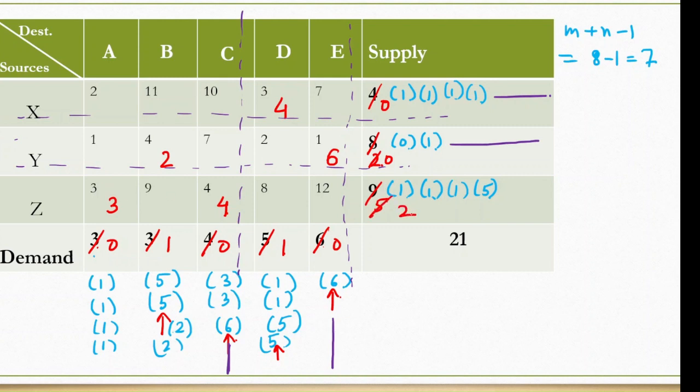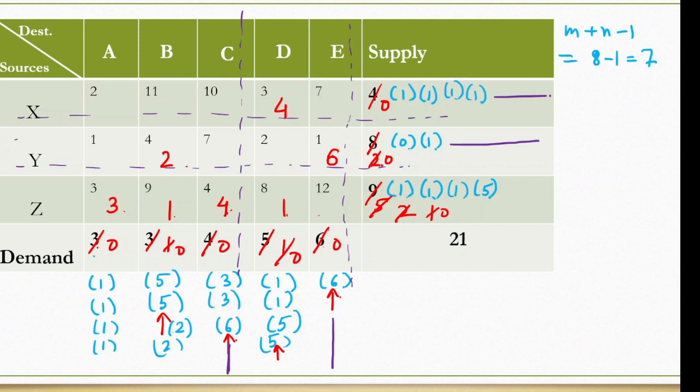This becomes 2. Now 9 and 8, 8 is the minimum. So 1 is the unit that will be allocated. This would be 1. Now we will not be calculating any penalty because we are having just single row here, and this is also 1. This becomes 0. Demand and supply are equal. So we could easily see that we are having 7 positive allocations: 1, 2, 3, 4, 5, 6, 7.